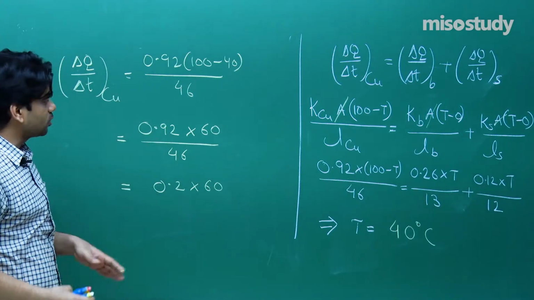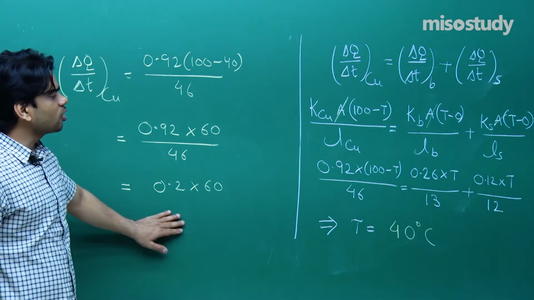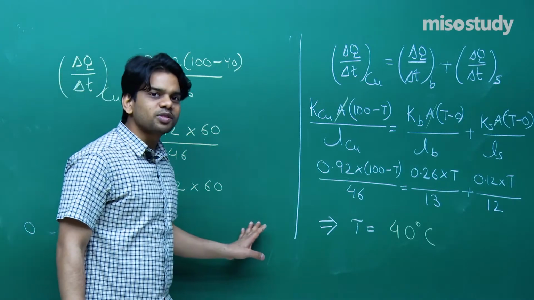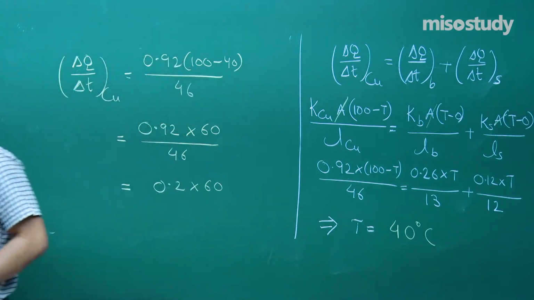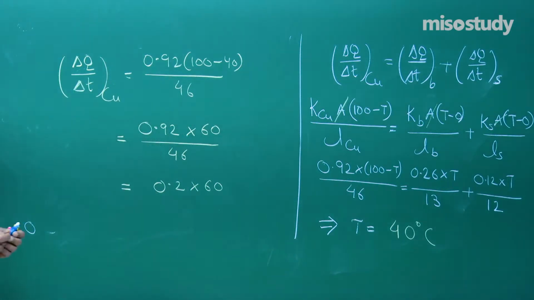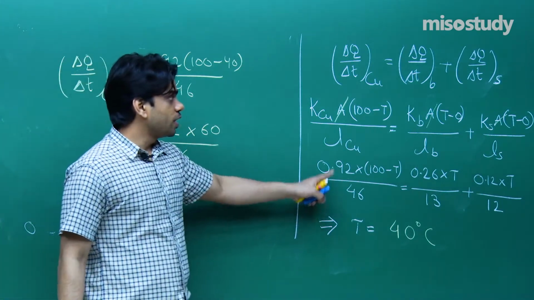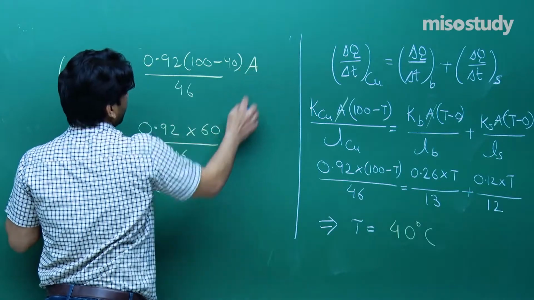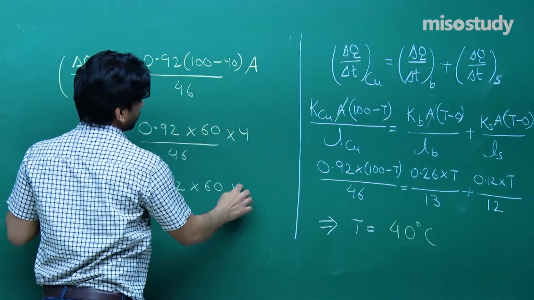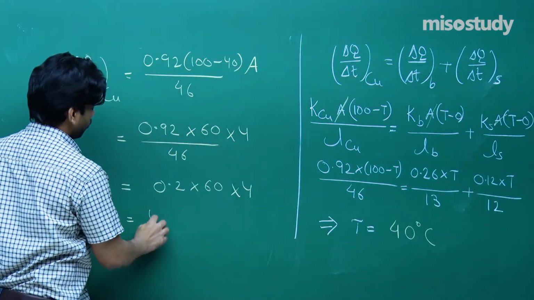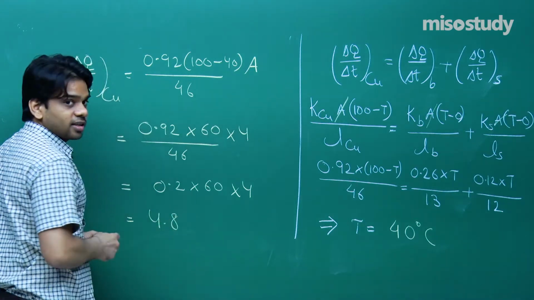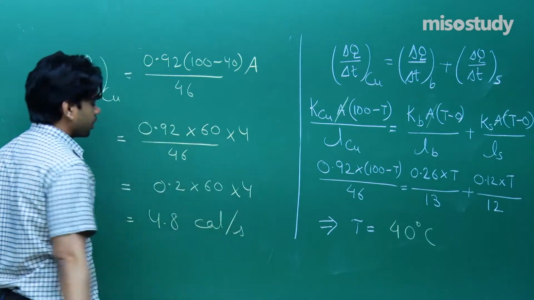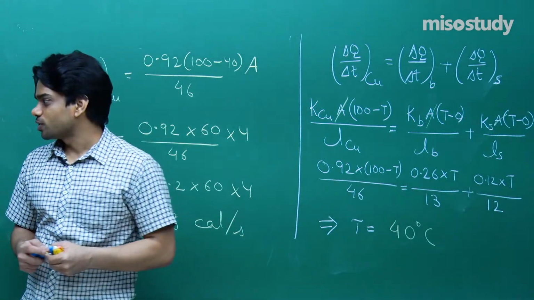So you can easily comment. All values are given in the CGS system, it will be taken care of. So you take note till here. Now one more thing, you see here I have written this value directly, but the area also we need to include here. So put here area, 4 square centimeter. So you will be getting 4.8 calorie per second, that is the value of the rate of heat flow.